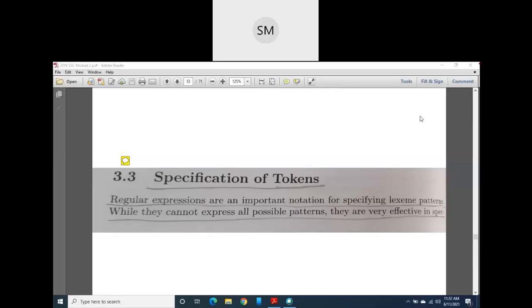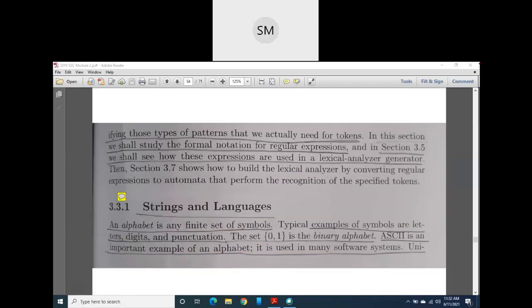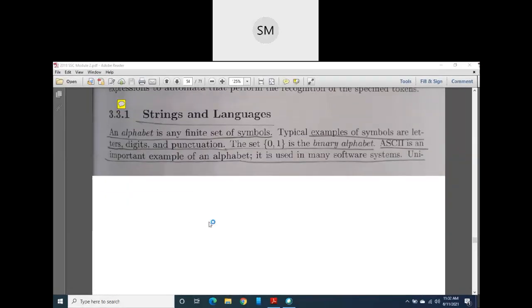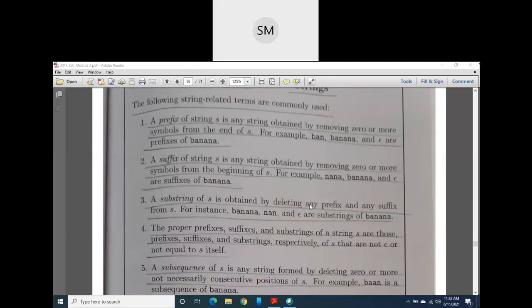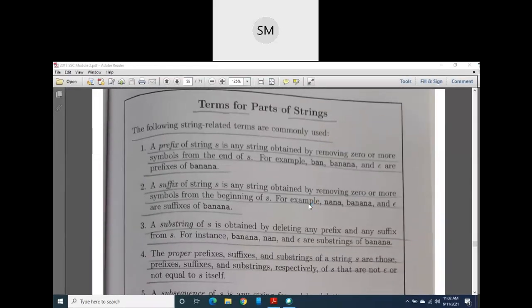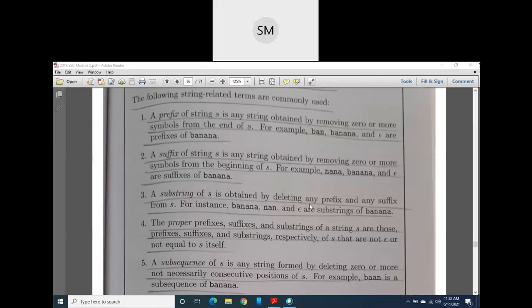Good morning, guys. In the previous class, I discussed this topic, that is specification of tokens, which is 2.8 in my notes. Inside this main topic, we have studied what languages are and what strings are. Then we studied some basic definitions about strings: prefix, suffix, substring, proper prefix, proper suffix, proper substring, and subsequence.